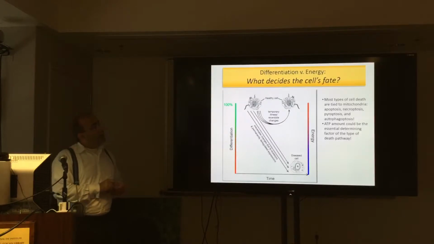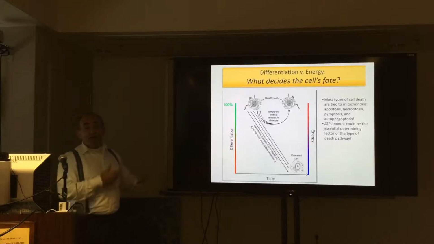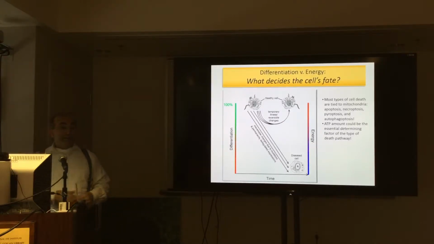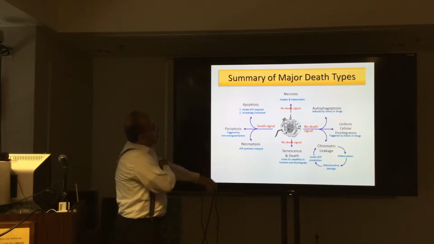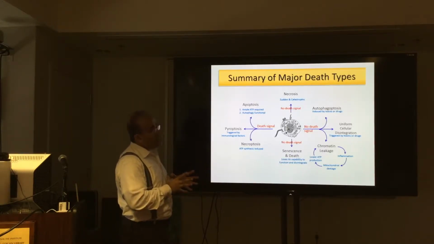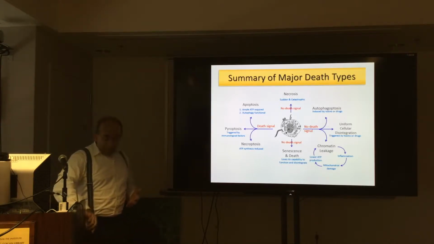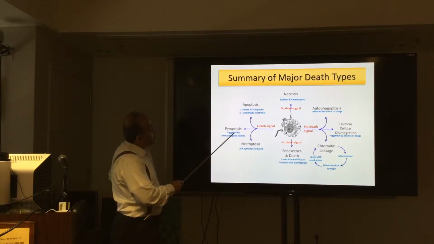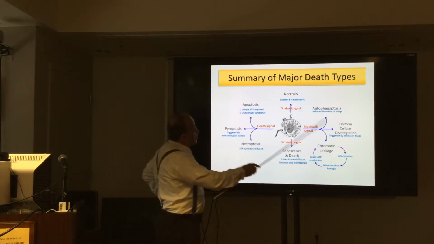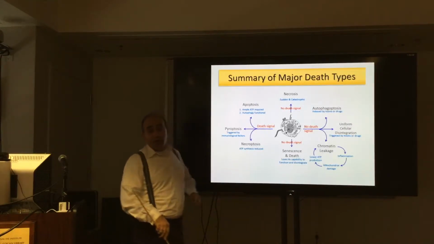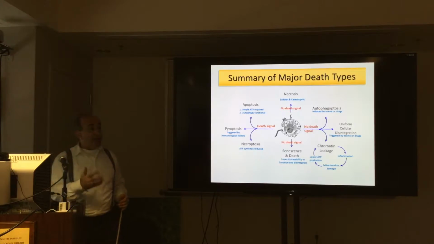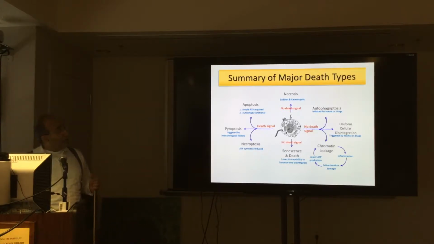Now we know that the amount of energy also determines the type of death that is going to happen. For example, apoptosis requires a lot of energy to happen, while necroptosis requires less, while autophagoptosis requires even less energy. This is a summary of the death types that I'm going to be talking about. There are death types that require a signal to happen. For example, apoptosis always requires a signal, pyroptosis requires a signal, and necroptosis. While this cluster of cell death types doesn't require a death signal. They happen when the energy level in the cell goes below 50% and the cell cannot maintain itself, so it happens accidentally.